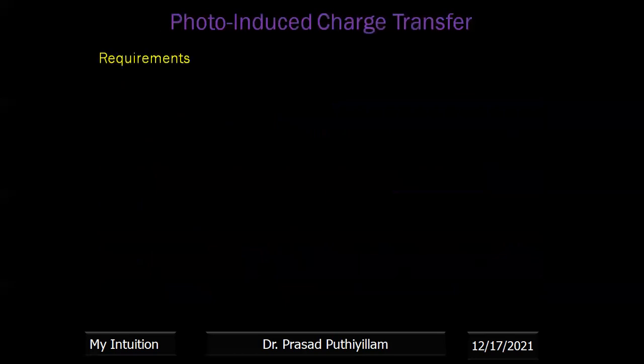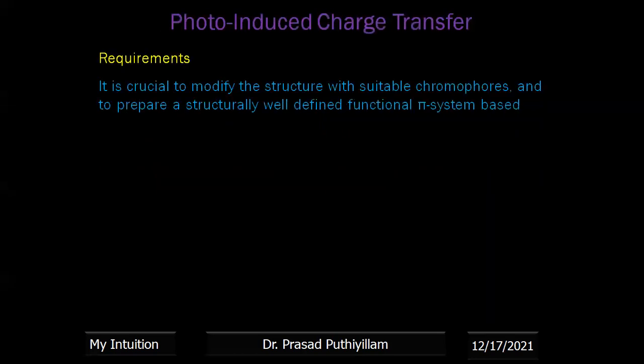Next one, photo-induced charge transfer. Photo-induced transfer studies are done by positioning a donor as well as an acceptor molecule at different sites of the DNA long chain. The photo-induced transfer rates depend on the different sites of donor and acceptor molecules, and the distance, or the sequence of DNA that lies between them, also affects the studies. In order to do this study, it is crucial to modify the structure of DNA with suitable chromophores.